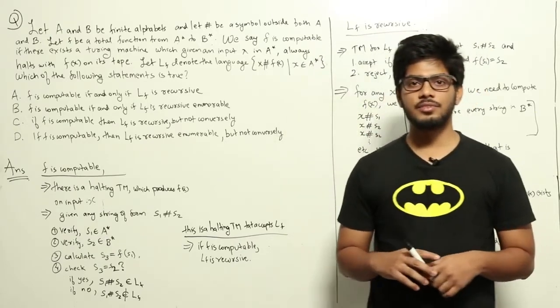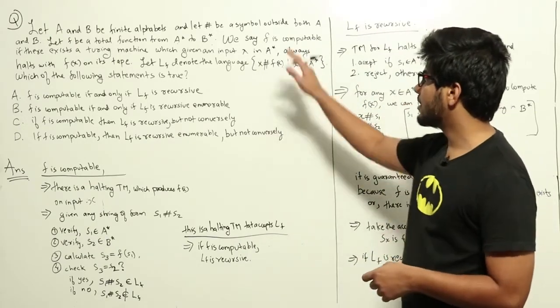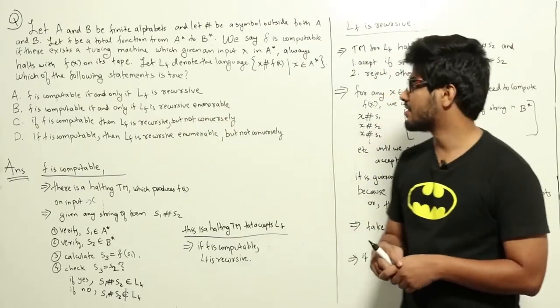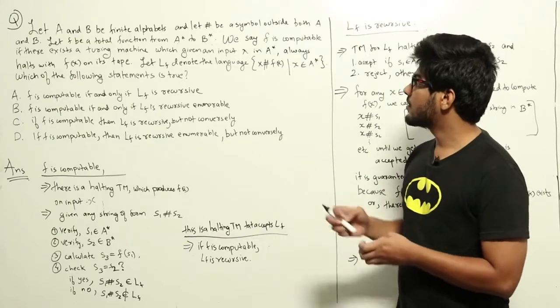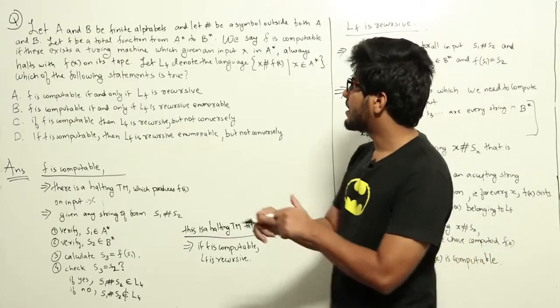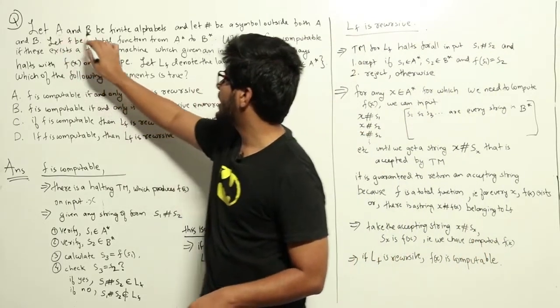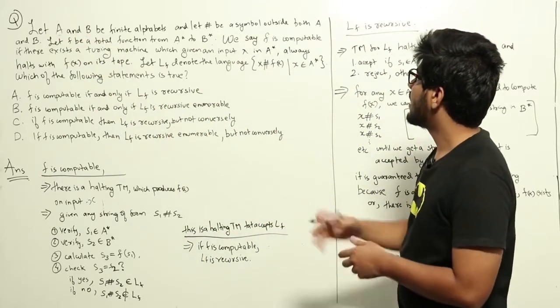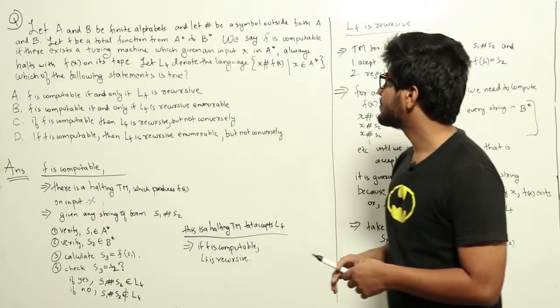So this is a question from theory of computation regarding halting Turing machines and computability and recursive, recursively enumerable languages, etc. All these concepts. So in the question, what they have given us is that there are two finite alphabets A and B. A and B contain a finite set of symbols, and then hash is a symbol outside both A and B.